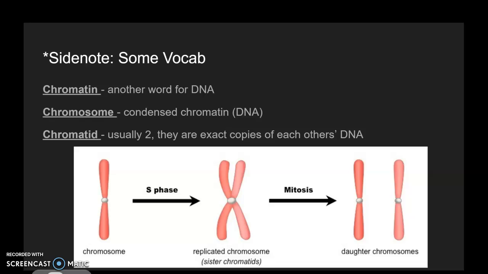All right, so some side note vocabulary. Chromatin is just, you're going to hear a lot of words starting with C, particularly CH as well. Chromatin is just another word for DNA. You can refer back to this slide anytime you need, and I'll be mentioning it as well. Chromosome is basically condensed chromatin, which is DNA.